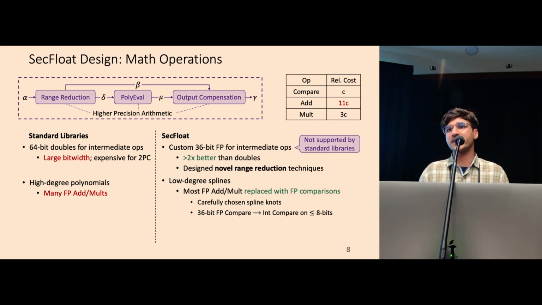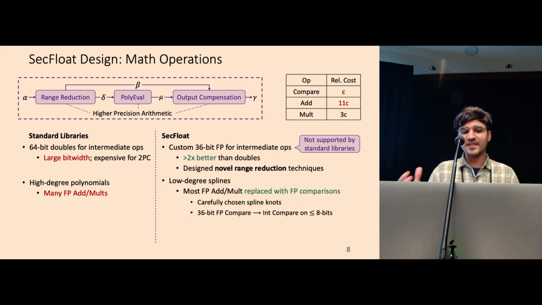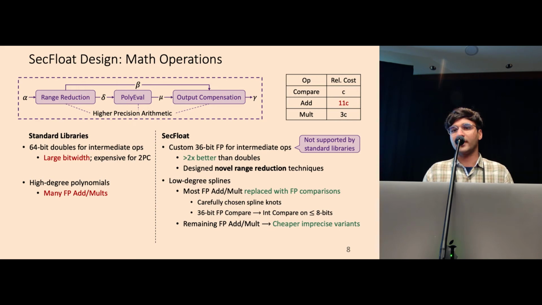So we instead use low-degree splines. Basically, we have replaced most of the floating point additions and multiplications with floating point comparisons, which you can see are much cheaper comparatively. And moreover, in addition to using floating point comparisons, we carefully choose the spline knots in our splines so that to identify the interval in which the input is lying, we only have to do integer comparison on less than or equal to 8 bits instead of doing full-fledged 36-bit floating point comparisons. And even for the remaining floating point addition and multiplication, we use cheaper imprecise variants. So we realized that for intermediate computations, we don't need the most precise version of these arithmetic operations.